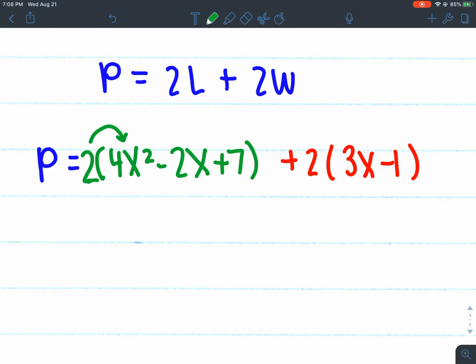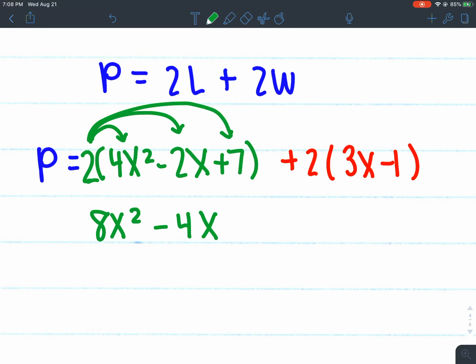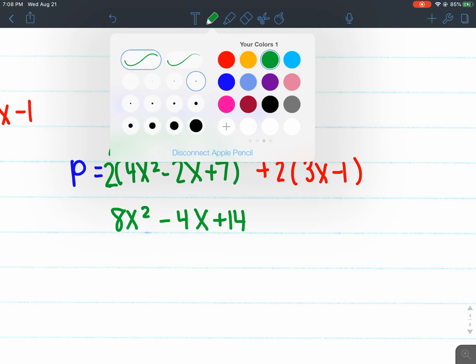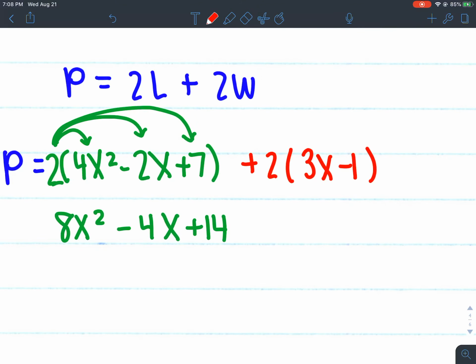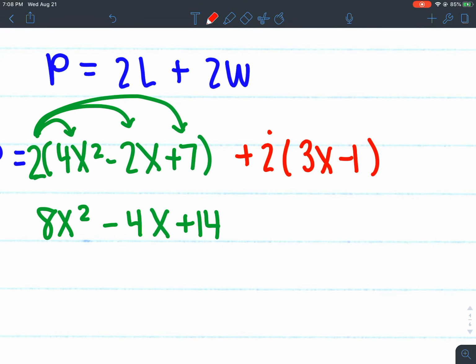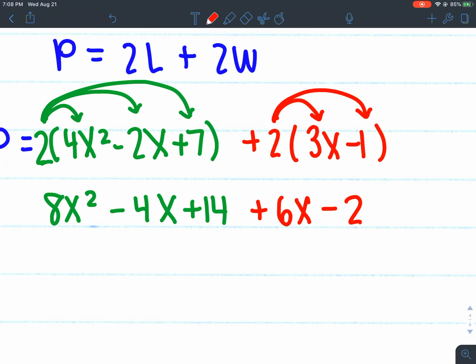So 2 times 4x squared is 8x squared. 2 times negative 2x is negative 4x. And then 2 times 7 is 14. So I took 2 and I multiplied it by my length because that's the formula, and because there's 2 lengths. All right, and then we have 2 times 3x, which is 6x. 2 times negative 1, which is negative 2.